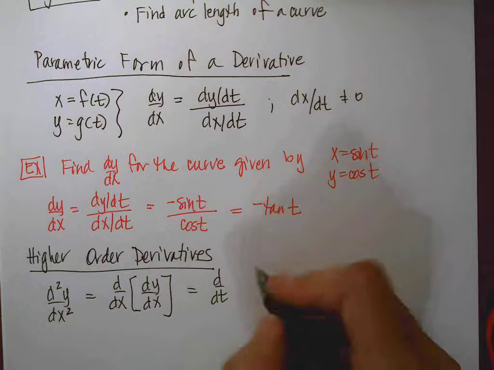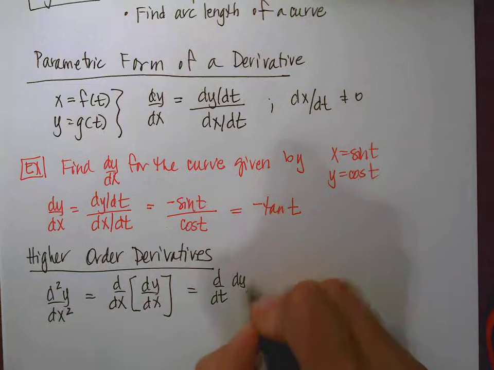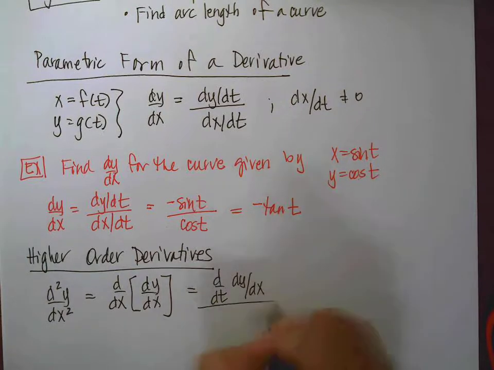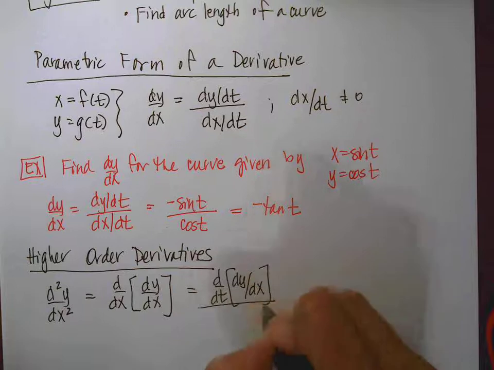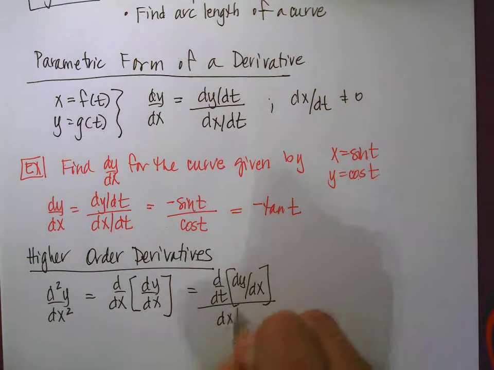Okay, so then this is going to be the derivative of dy/dx, which no duh, and then this is d/dt, because we're dealing with parametric equations, of dy/dx divided by, I'm going to put that little guy in brackets, dx/dt.